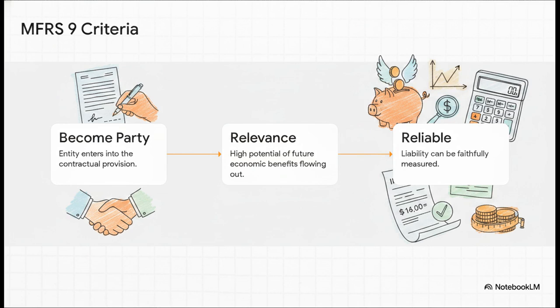But here's the million-dollar question. When do we actually write this down in our books? Well, under MFRS 9, you can't just record a liability whenever you feel like it. You have to clear 3 specific hurdles.